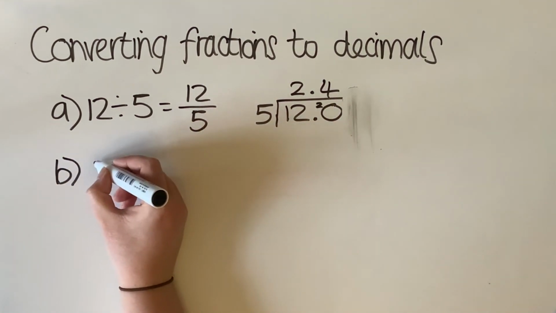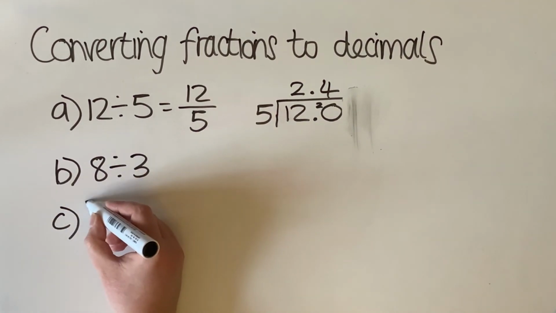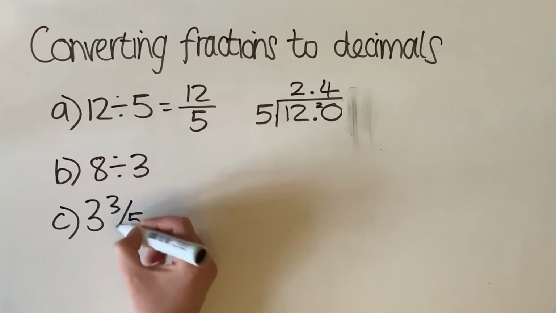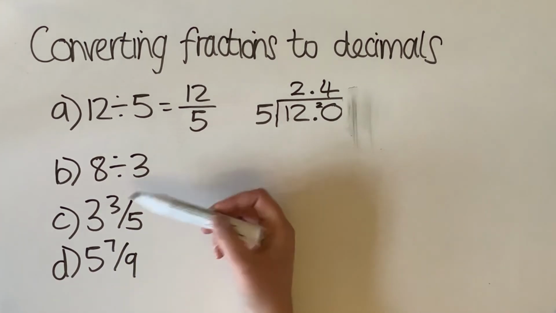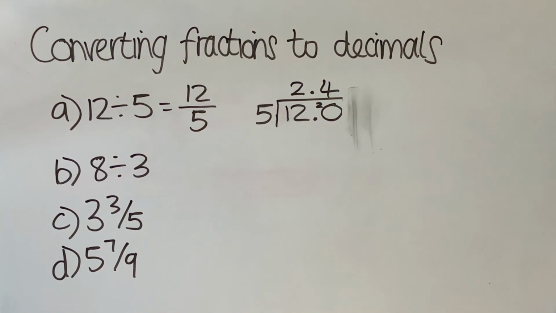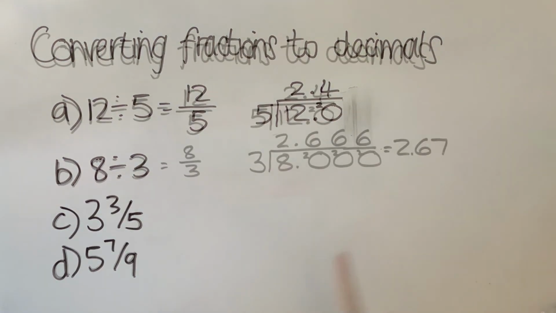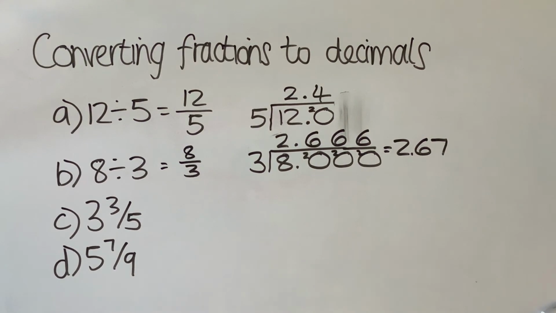What I'd like you to do now is to pause the video and have a go at these. See if you can convert them into decimals. For C and D, there are 2 ways to convert them. One is by converting into an improper fraction, which I will show, or by keeping the whole number and the fraction separate. So here is the answer to B. You should have put it to 3 decimal places and then rounded to 2 decimal places, giving you the answer of 2.67.